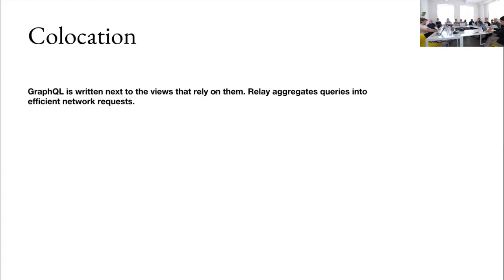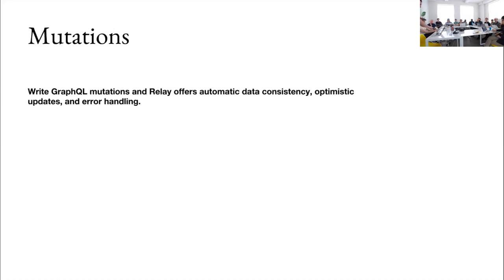Oh, yeah. And so co-location, the GraphQL is written next to the views that rely on them. Relay aggregates query fragments into single queries and makes efficient network requests. Mutations, with Relay, you can write GraphQL mutations and Relay has a runtime store where all the data is denormalized into, meaning that if you perform mutations and you update some data that other components that are being displayed rely on, that will automatically re-render those components and you'll have consistency across your views.